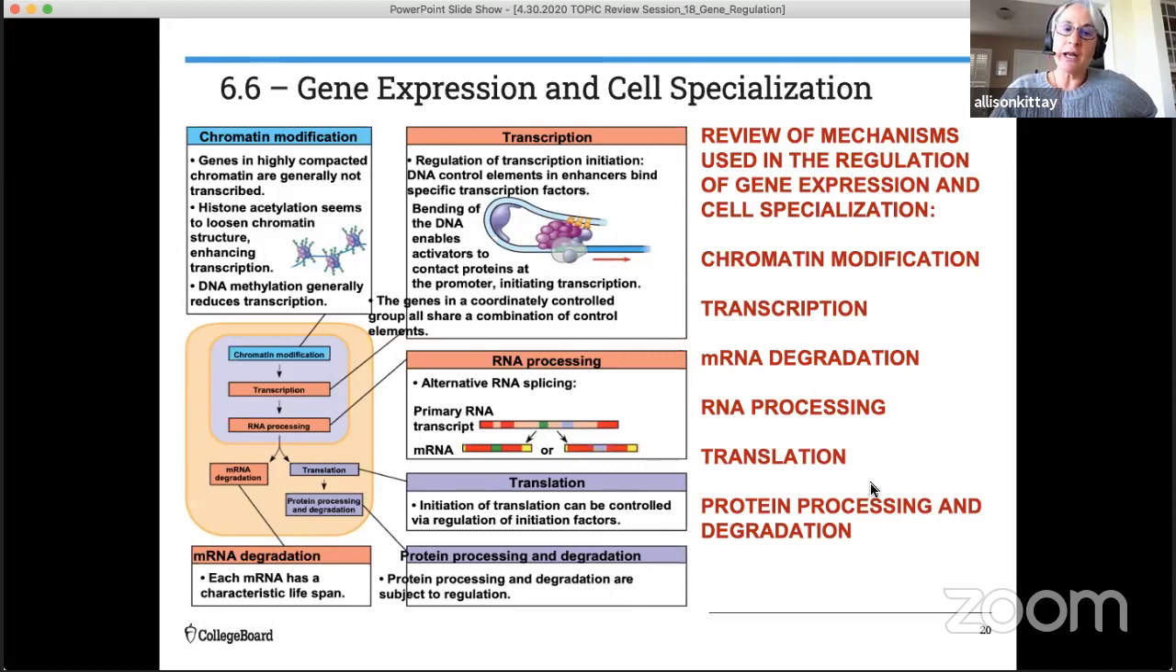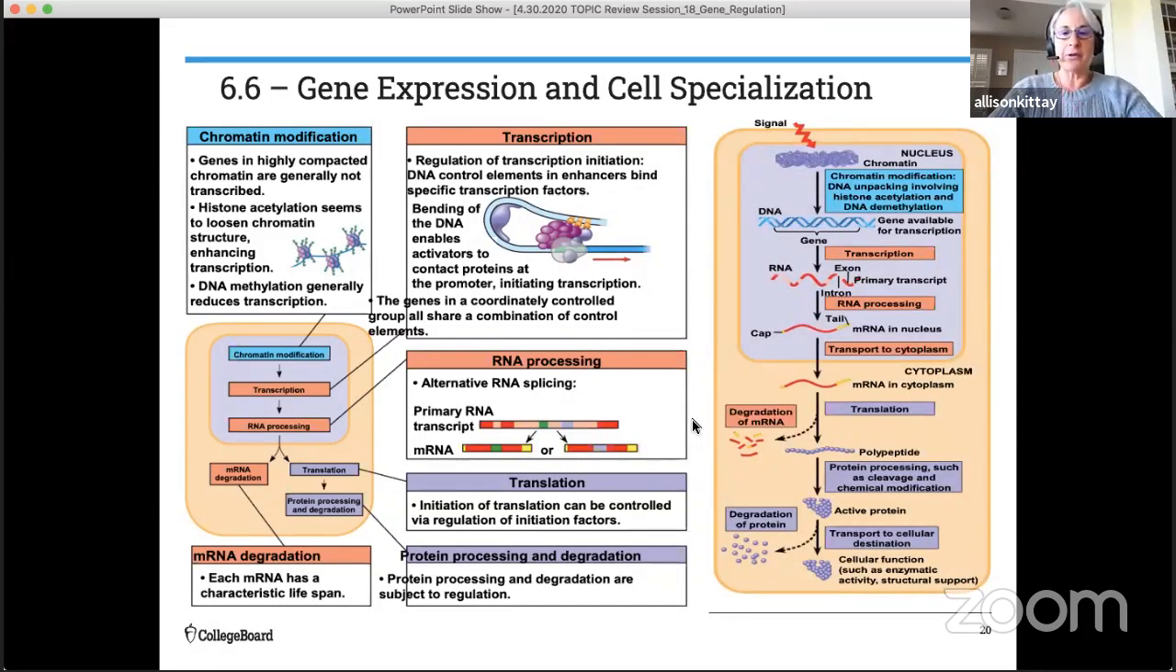Okay, genes that are in a coordinately controlled group all share a combination of control elements. Then we also know that there's both mRNA degradation, which I just described through the process of those microRNAs. There's also protein degradation and processing that occurs after translation, and that can be post-translational modifications. And then finally, in the middle here, we have RNA processing, which you probably heard about yesterday. But again, once you process your primary transcript, you can also do alternative RNA splicing, where you are able to transcribe one gene, but then splice those exons together in different ways.